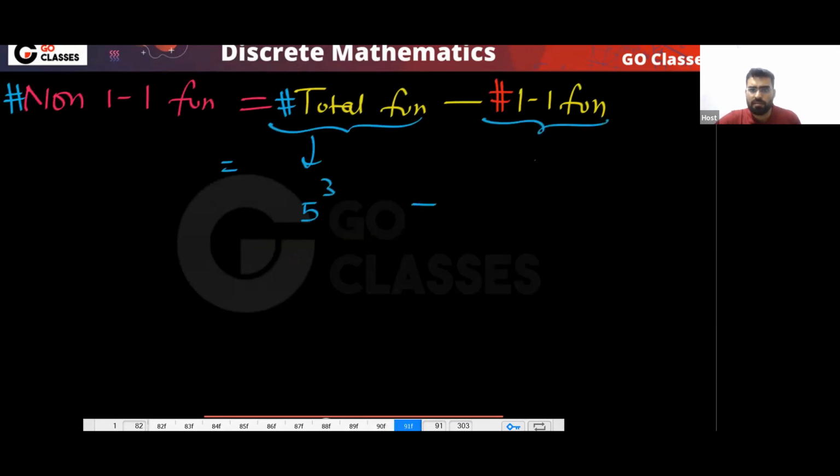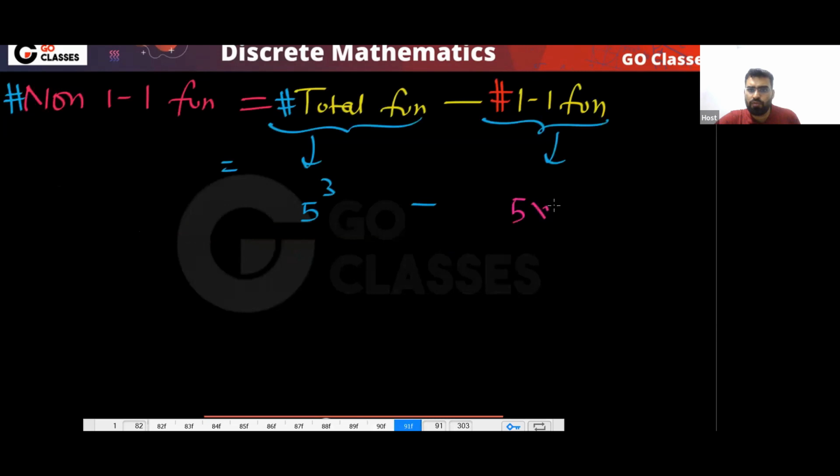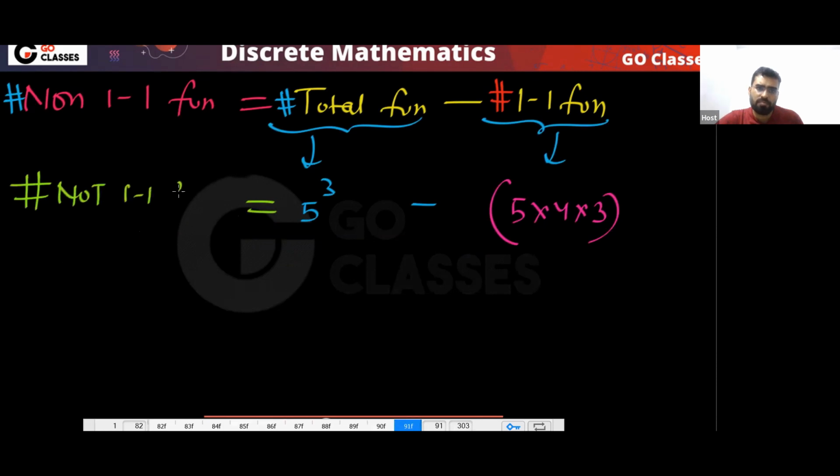And 1-to-1 functions: how many do we have from A to B? That will be 5 into 4 into 3. We have already found this. So finally, how many functions are not 1-to-1? The number of non-1-to-1 functions will be 125 minus 60. So this is going to be your answer.